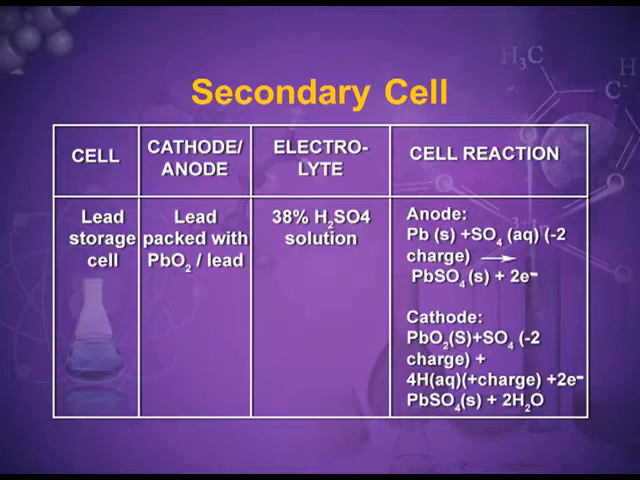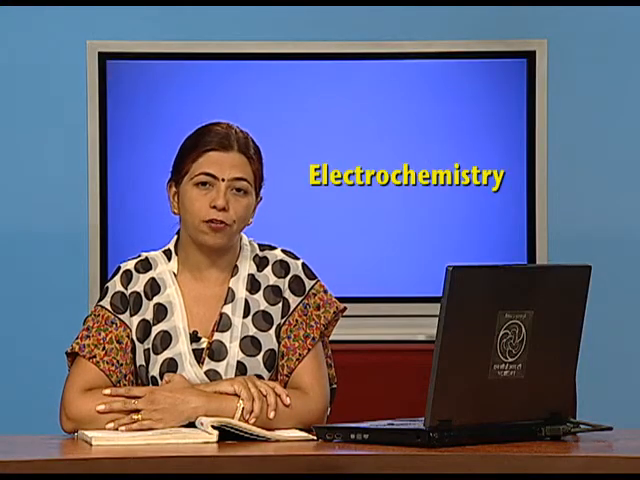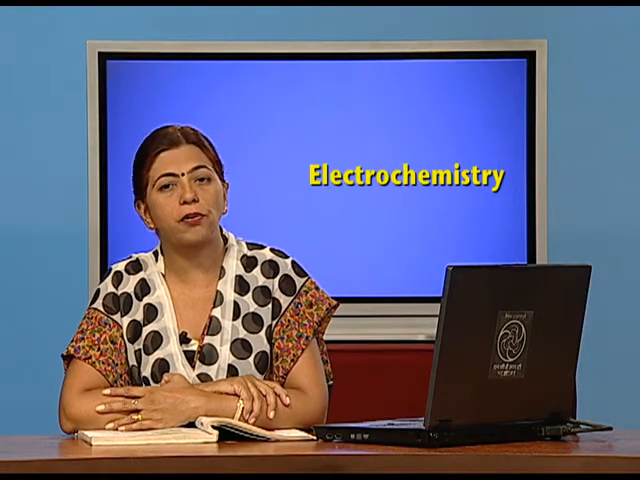So, lead sulfate gets deposited in the inverter batteries or the lead storage batteries. Slowly, the sulfuric acid is also consumed. Its density decreases. Lead storage battery is a secondary cell, so it can be recharged by just passing electric current.